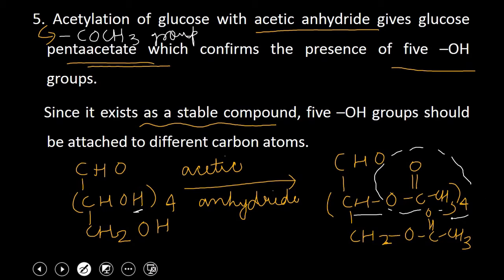Acetylation means replacement of hydrogen of alcohol, or in case of amines you will also study. So replacement of hydrogen of alcohol by an acetyl group. Acetyl group is COCH3 group. So we have seen that when glucose was treated with acetic anhydride, we got a pentaacetate derivative. It indicates the presence of 5-OH groups in glucose. So now one more point I would like to mention here in the next slide.